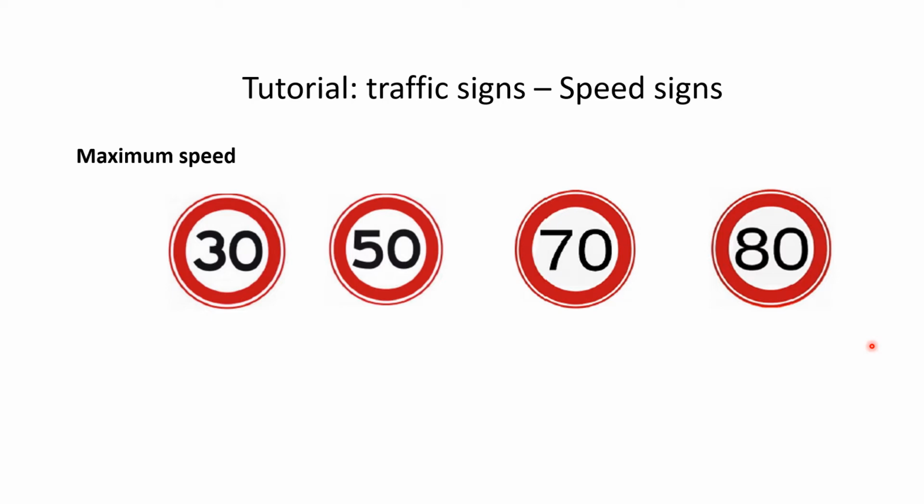So 30, 50, 70, 80, for example here, it may be any other speed limit. In the built-up area, you need to follow the speed limit, or the default speed limit is 50. Outside the built-up area, after the city, the default speed limit is 80. But it might be a different speed is mentioned inside or outside, but if no speed is mentioned, then it means the default speed is 50.